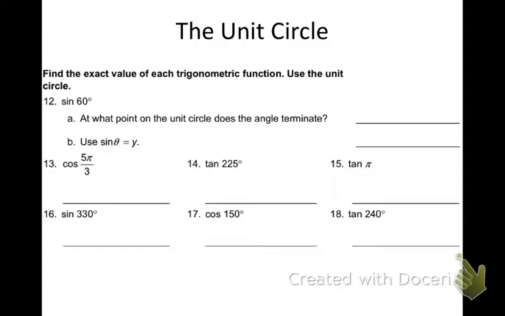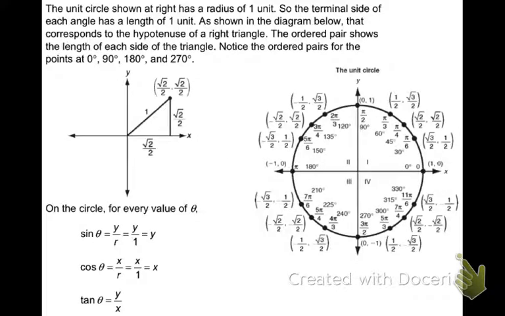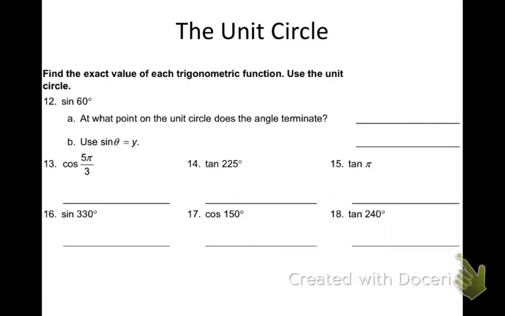I want the sine of 60 degrees. Is everybody with me? Sine of 60 degrees. I'm going to go back. I'm looking for 60 degrees on the unit circle. 60 degrees is right here. Now I'm looking at sine. Sine is my what value? Sine is my y value. So my y value is square root of 3 over 2. So, number 12, the sine of 60 degrees is nothing more than the square root of 3 over 2.